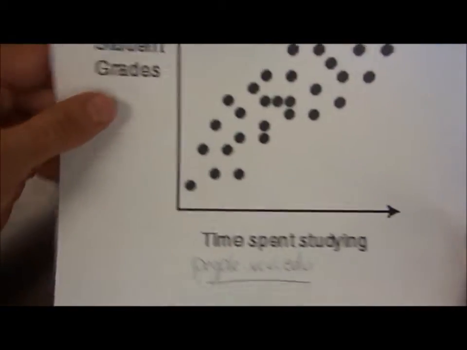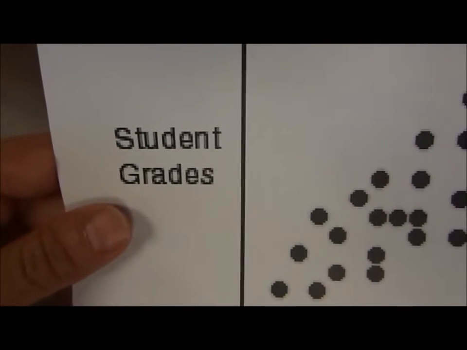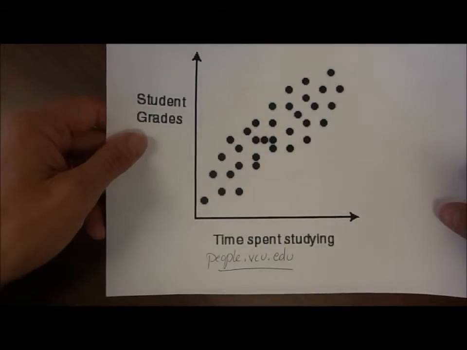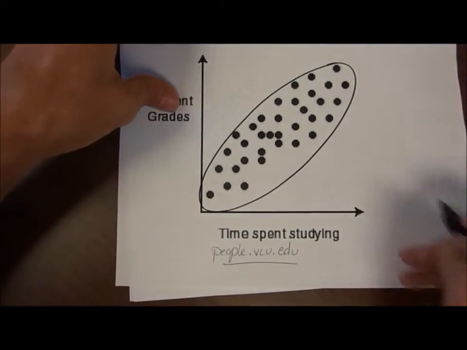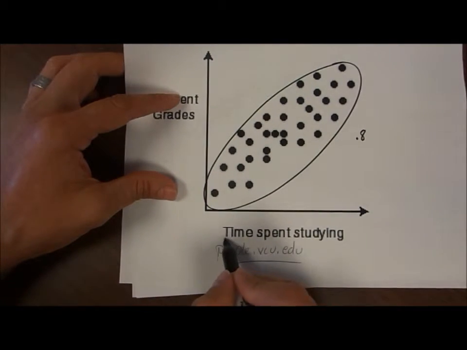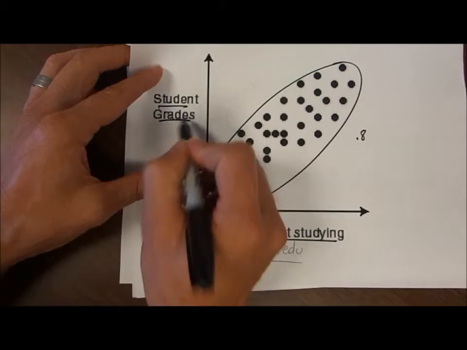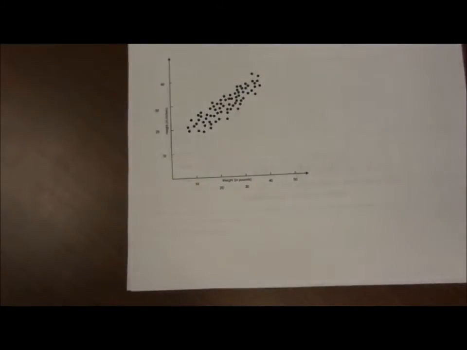Here's one. Very simple one. Time spent studying versus student grades. Interesting. Now you don't need me to tell you that there's a correlation there. It looks like it's about 0.8 correlation, positive correlation. The more time you spend studying, the higher your grades get. This once again is from people.vcu.edu.